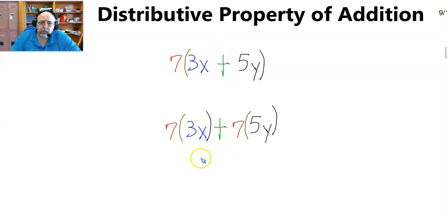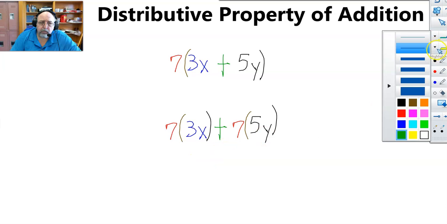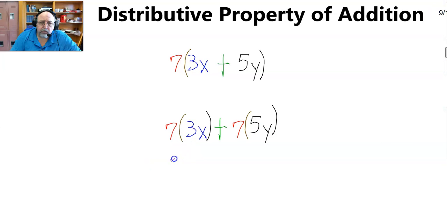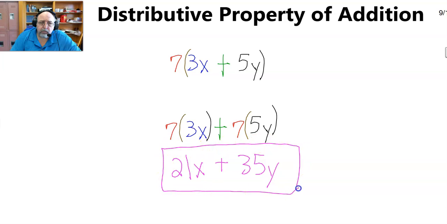Now we can actually simplify this. So let me grab another color here, and we're going to simplify this. 7 times 3 is 21. X, do not leave the variable off. And that's still plus, what? 7 times 5, 35. Y, don't leave the y off. So this is the simplified version of this up here.